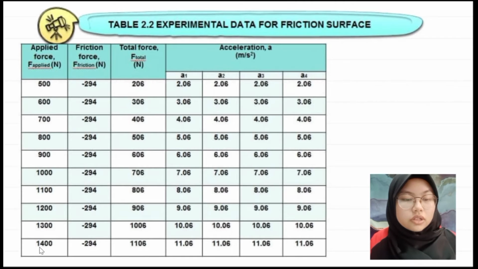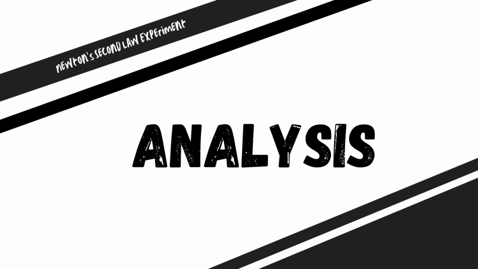The last one is 1400 minus 294 equal to 1106 Newton, and the acceleration will be 11.06. Same for the non-friction surface. The procedure was repeated a few times. Here I repeated it another 3 times, and the data for A2, A3, and A4 are the same as A1. Okay, next we'll move to analysis.